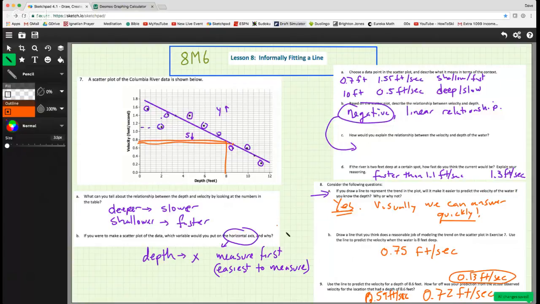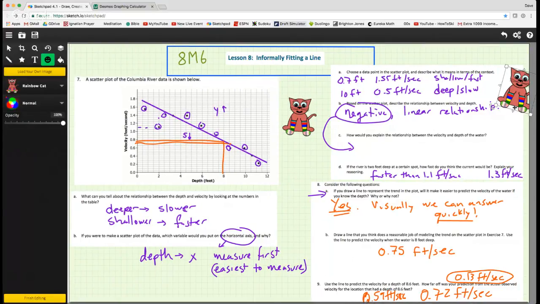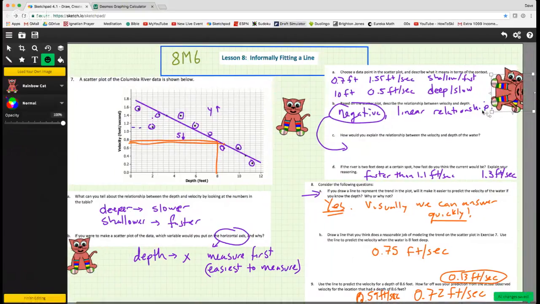Not perfect. So the point here is that models aren't exactly perfect, but at the same time, if we measured it in a different spot in the river that was 8.6 feet deep, it may actually be a little bit more. And I think it probably would be a little bit more. But again, this is a model, and the model is never going to be exactly perfect, but it's going to be pretty good for making guesses. We're not too far off.